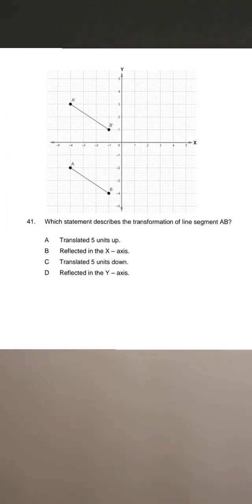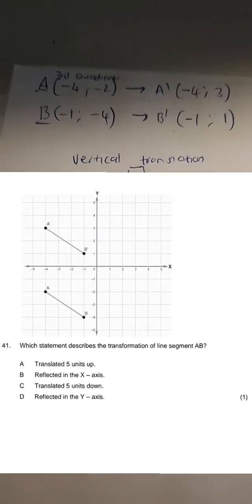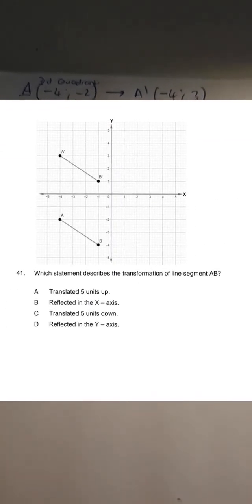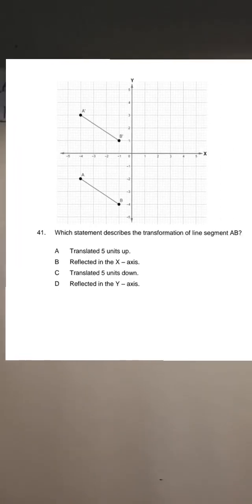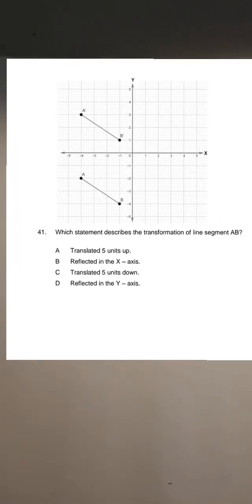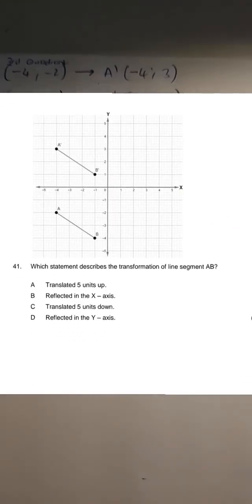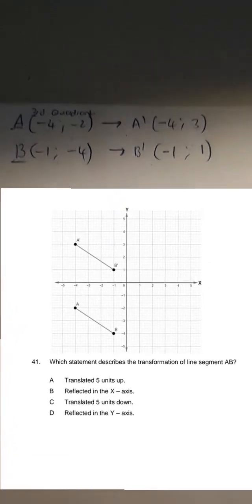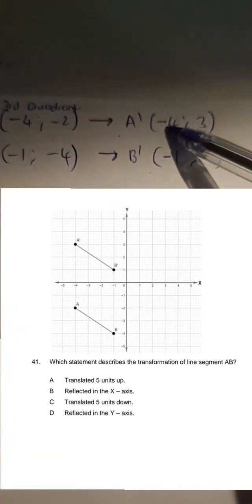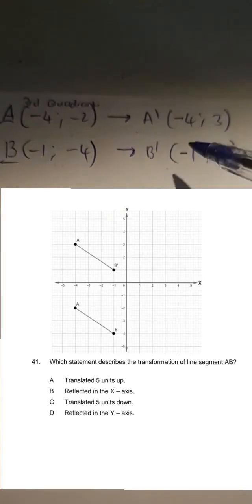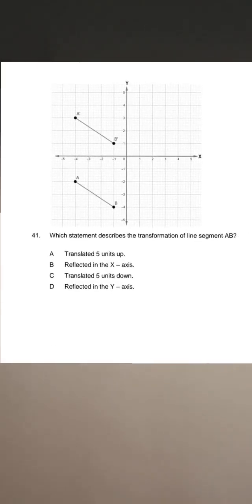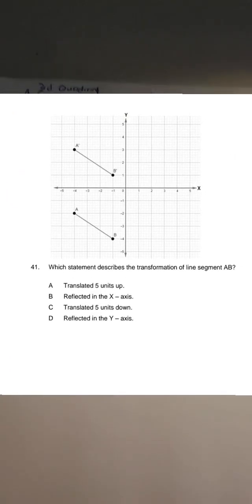B is out. Translated 5 units down. No, it can't be translation 5 units down, because AB in the third quadrant moved up to become A and B, the line segment that is changed. Then D, reflection in the y-axis. Reflection in the y-axis means what? It means that the x coordinate changes. And you can see, guys, that -4, the x coordinate is staying the same. -1 and -1, the x coordinate stays the same. So that is not reflection in the y-axis, okay? Okay, so that answers number 41.